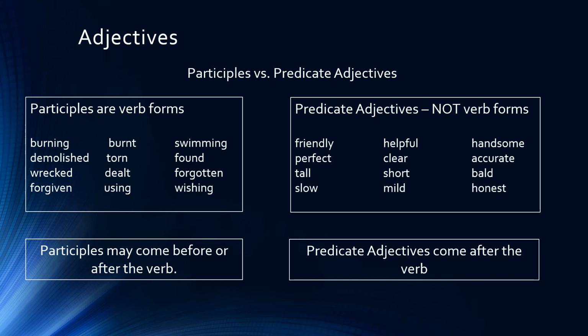Predicate adjectives, these words are not verb forms: friendly, perfect, tall, slow, helpful, clear, short, mild, handsome, accurate, bald, honest. And again, these are just samplings of participles and predicate adjectives, but to show the distinction between the two. Participles are verb forms. Predicate adjectives are not verb forms. Participles may come before or after the verb. Predicate adjectives come after the verb.